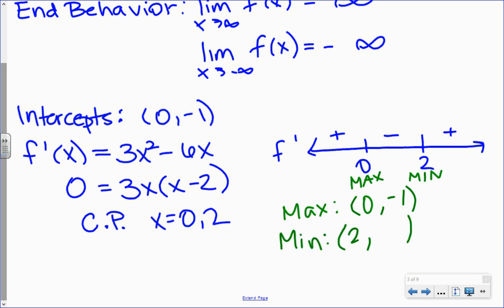Okay? And if we go way back up to the beginning and we plug in 2 to x cubed minus 3x squared minus 1, what would that y value be? -5. Okay, so we have 2 coordinates to plot. That's good.